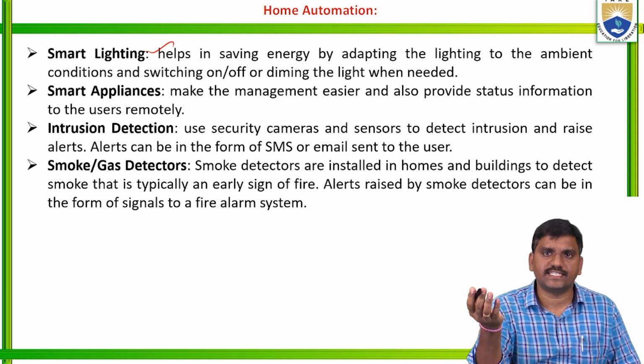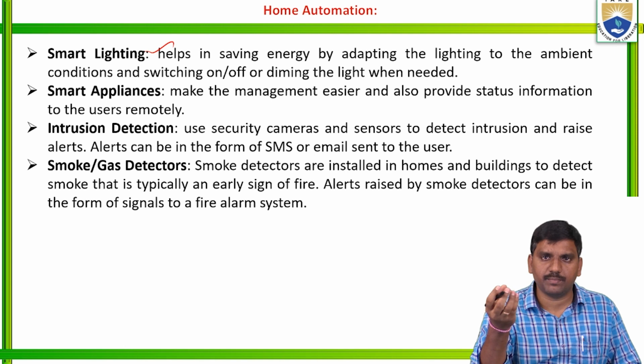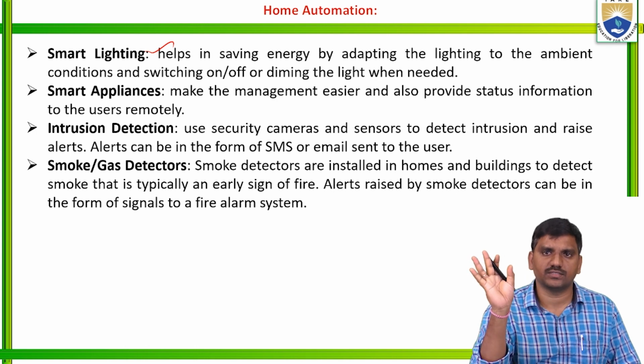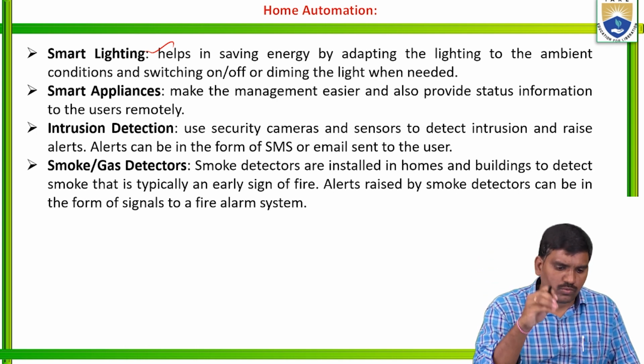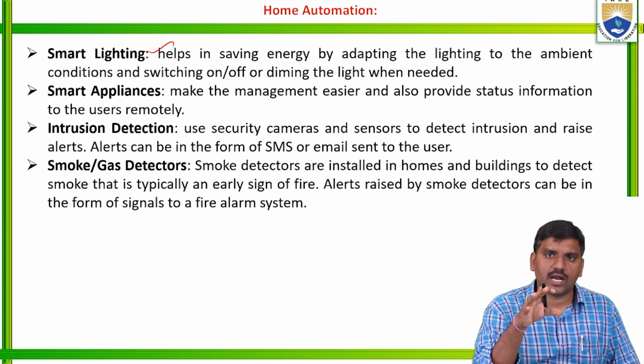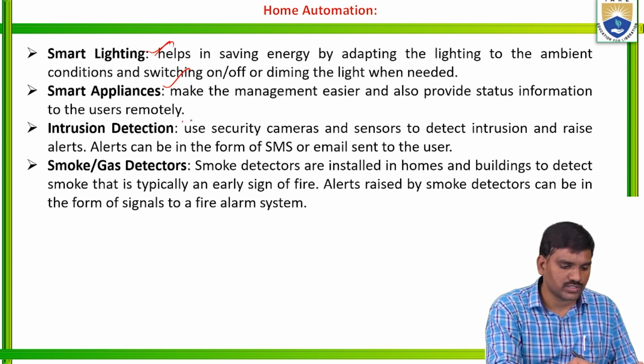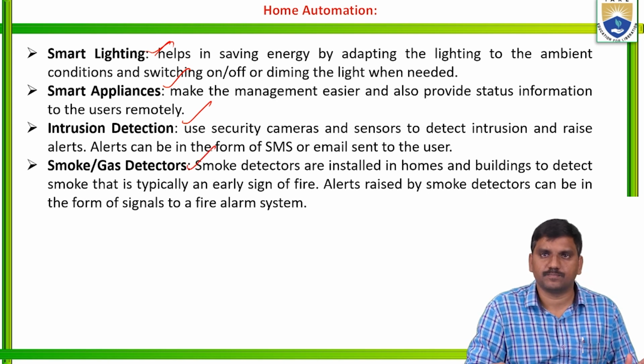Next, smoke or gas detectors. If a gas leak happens from the cylinders in our home, it can be detected by the IoT devices. So these are some home appliance or home automation applications: smart lighting, smart appliances, intrusion detection for security purposes, smoke and gas detectors.